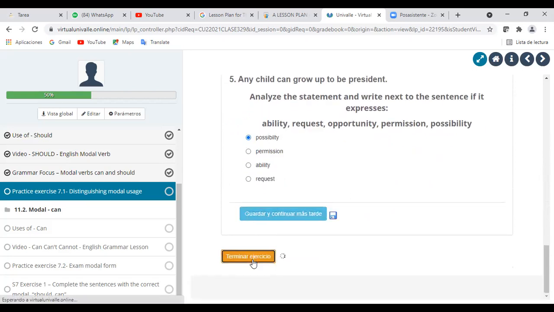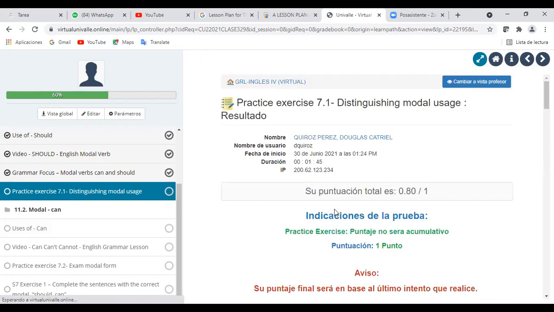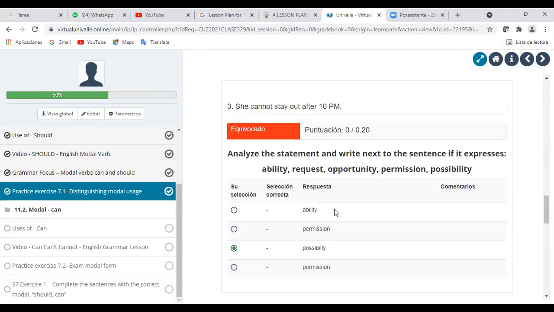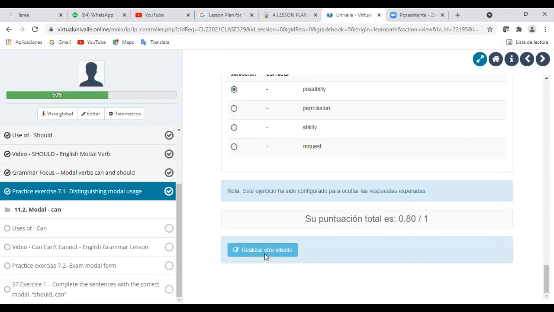And now, okay, we're gonna check. Number 1 is correct. Number 2 is correct. Let's say this is permission. So the answer is permission, okay? Number 4 and number 5 are correct.